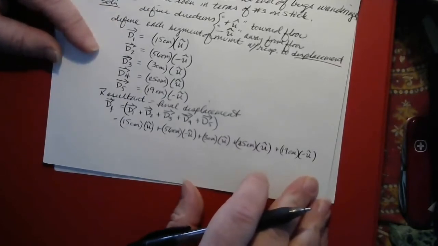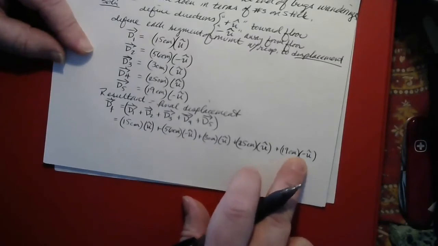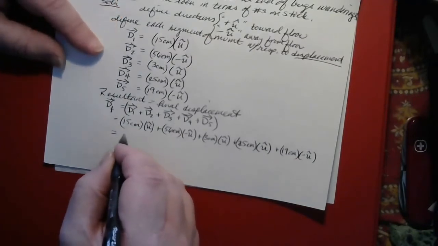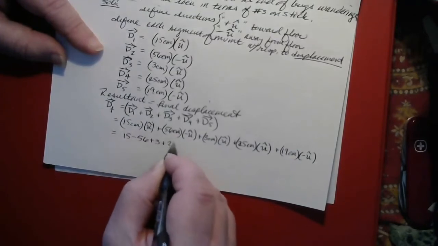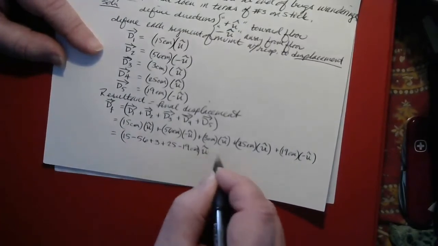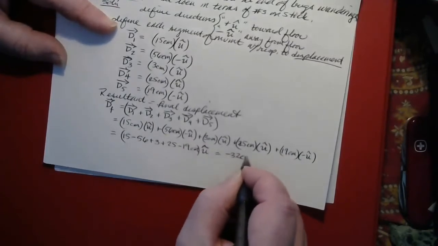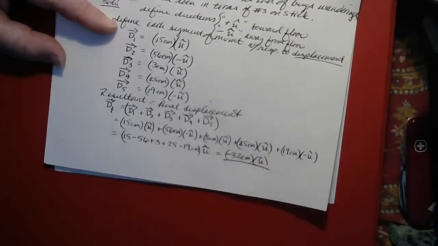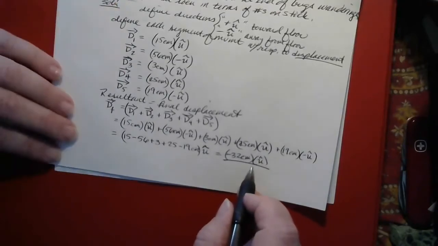And what we can do is gather together all of these scalars along with the negative signs from the vectors, and then multiply them just by the unit vector. So another way of saying this is 15 minus 56 plus 3 plus 25 minus 19 centimeters times the unit vector. And altogether, that gives you negative 32 centimeters times the unit vector. And that would be your total displacement at the end of all the wanderings.